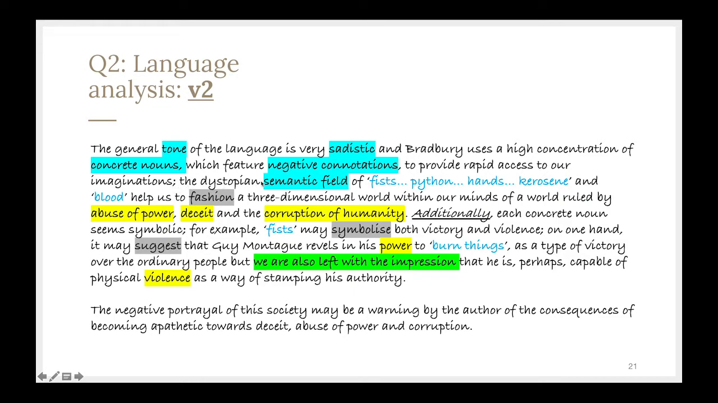The dystopian semantic field of fists, python, hands, kerosene, and blood help us fashion a three-dimensional world within our minds. So this as well, fashion a three-dimensional world within our minds, was also part of the effects that we spoke about earlier on. And you can see at the end there, I've got the author's purpose. The negative portrayal of the society may be a warning by the author of the consequences of becoming apathetic towards deceit, abuse of power, and corruption.